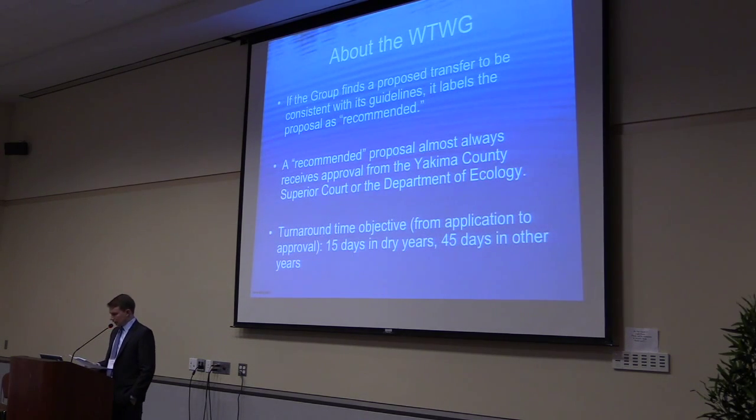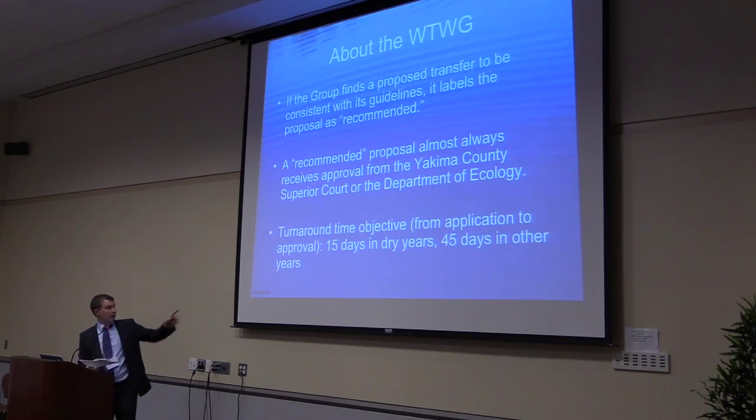So the group developed transfer guidelines, and so the proposals that the group unanimously found to meet these guidelines received a recommended tag and were sent off to the relevant ultimate authority, whether it was the Yakima County Superior Court or the Washington Department of Ecology, for true approval. It basically has manifested itself in terms of a rubber stamp. Almost 100% of those proposed transactions that are deemed by the group to be recommended do indeed get approved by the relevant authority. The group also often works with those individuals that did not receive a recommended tag to try to identify what they could do to improve in order to receive it. And those individuals always can submit directly to Ecology or the court if they so choose without the recommended tag.